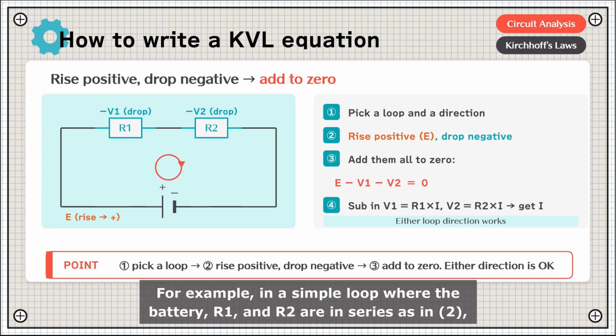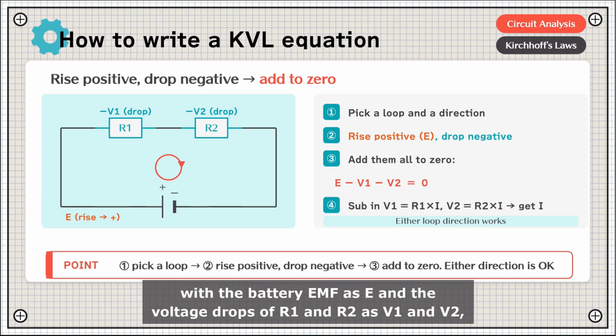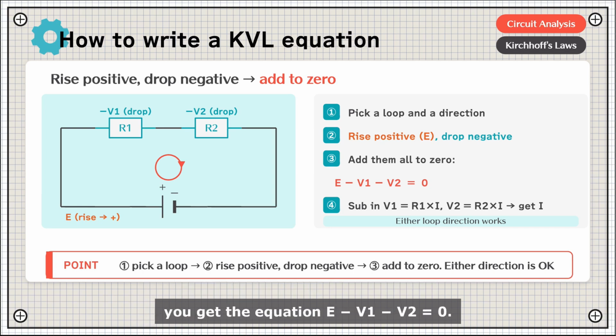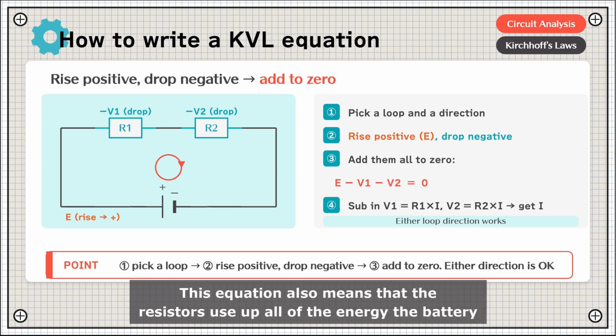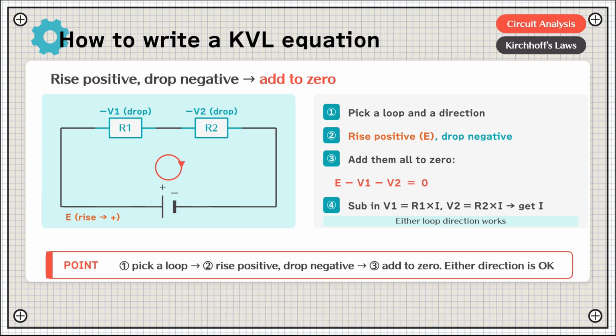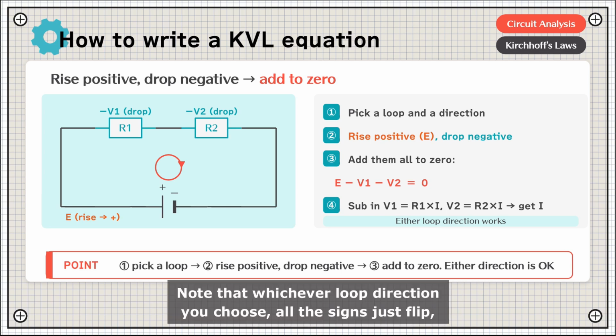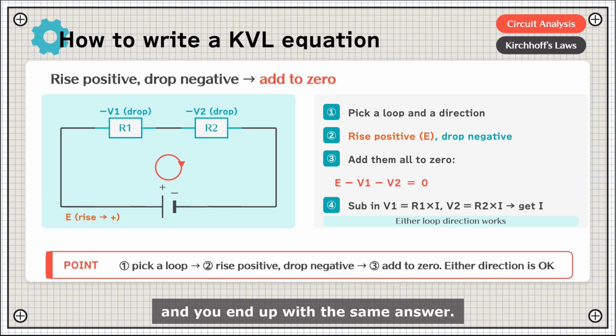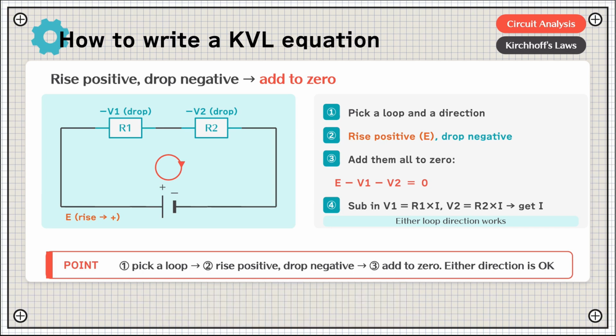For example, in a simple loop where the battery, R1 and R2 are in series as in the second one, with the battery EMF as E and the voltage drops of R1 and R2 as V1 and V2, you get the equation E minus V1 minus V2 equals 0. This equation also means that the resistors use up all of the energy the battery supplies. Note that whichever loop direction you choose, all the signs just flip, and you end up with the same answer.